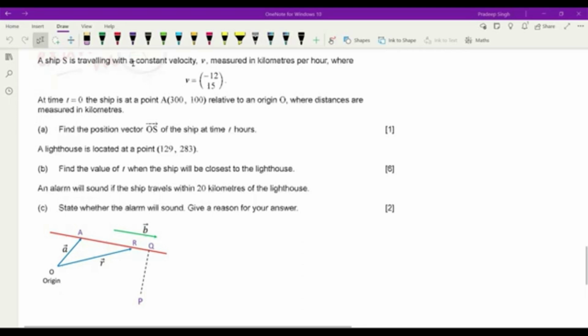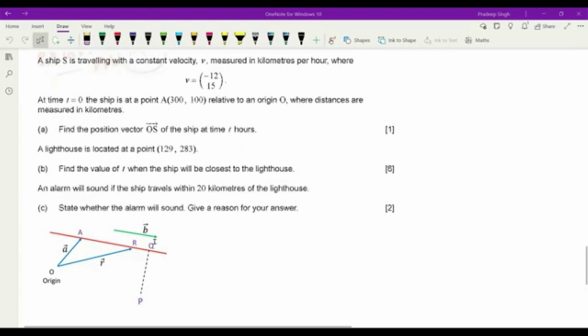In this question, a ship is traveling with a constant velocity. At time t equals 0, the ship's position vector is given. Find the position vector of the ship after t hours. So we use the logic of the vector equation of a straight line.